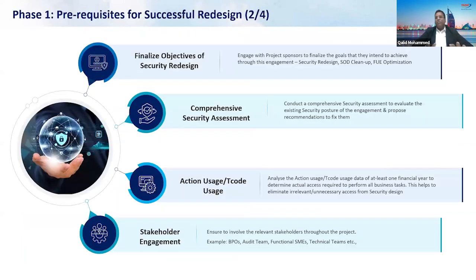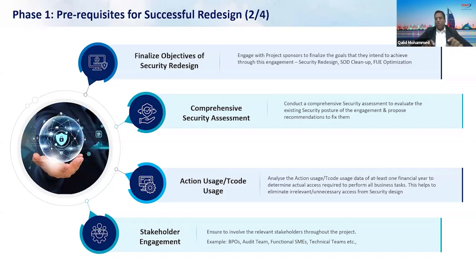So what we did here is put together, on a very high level, the 4 key core prerequisites for any security design engagement. The first thing is that, what we have seen when working with customers, is that we need to understand the objectives and goals of the security redesign: whether the customer only wants security design, or also wants to include SOD compliance, or also wants to include the FE optimization part. Because FE optimization and SOD compliance are all going to increase the efforts and also the timelines and the efforts from the different relevant stakeholders.